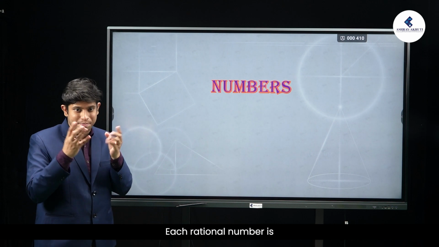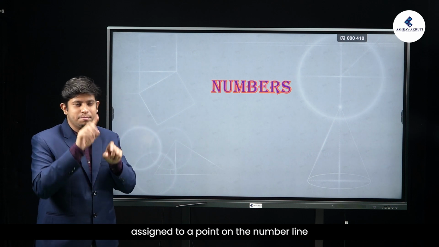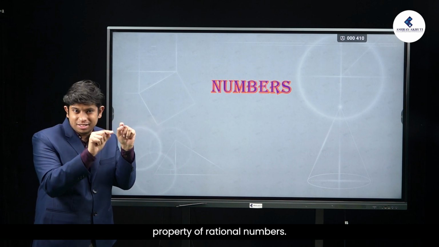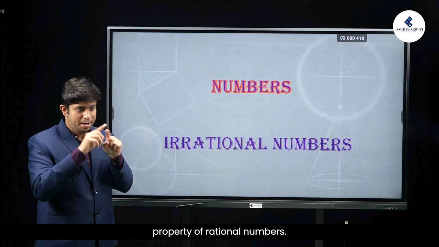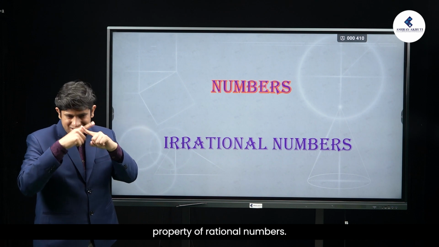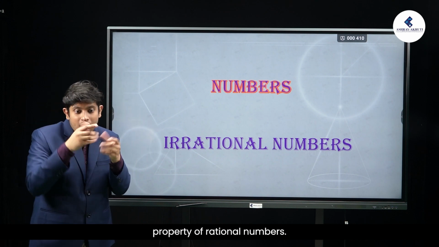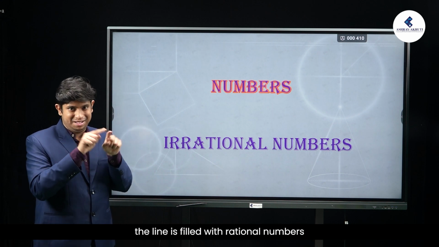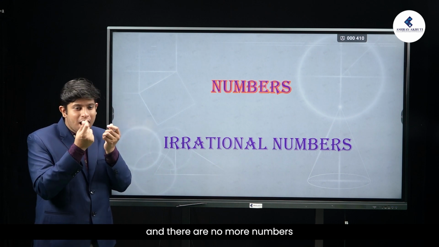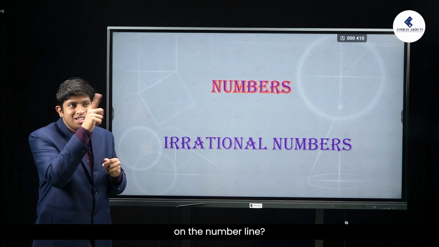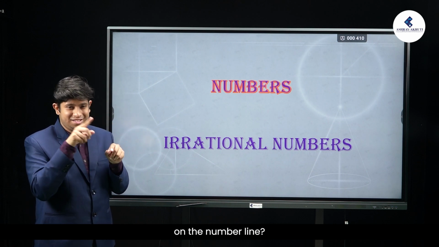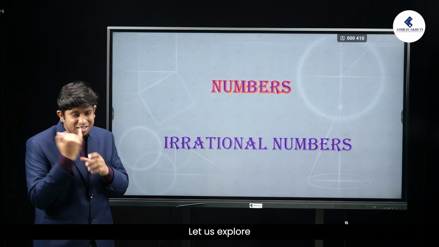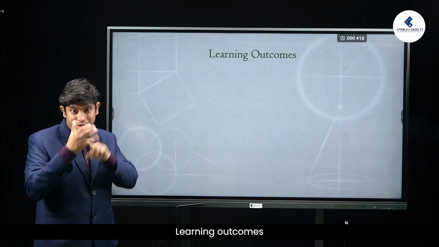You saw that each rational number is assigned to a point on the number line and learnt about the denseness property of rational numbers. Does that mean the line is filled with rational numbers and there are no more numbers on the number line? Let us explore.